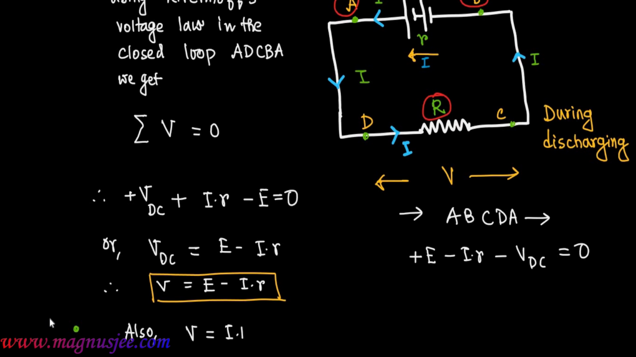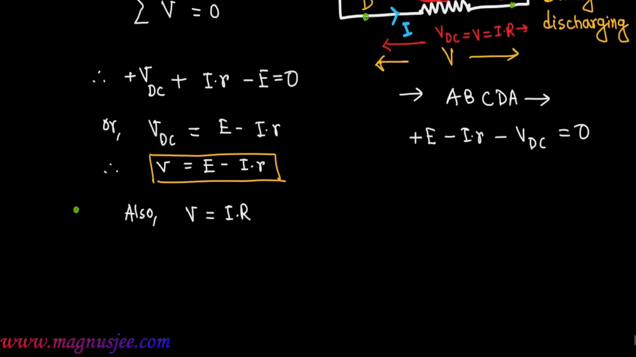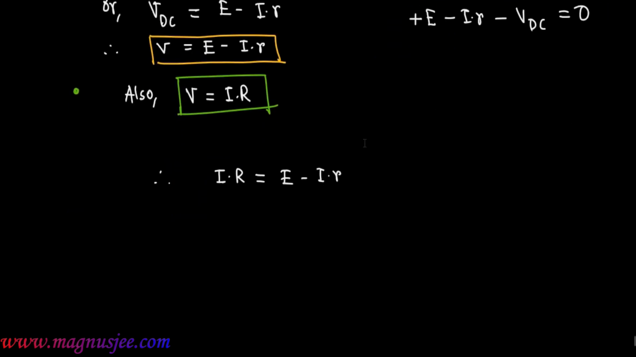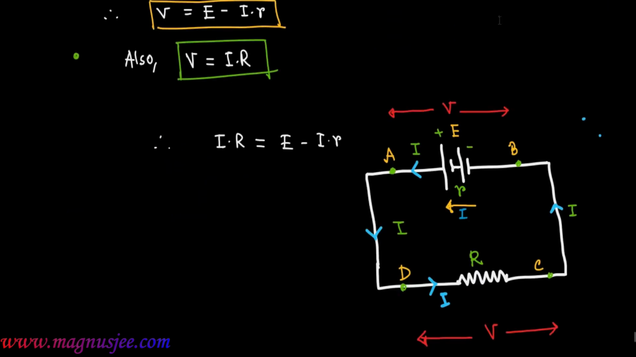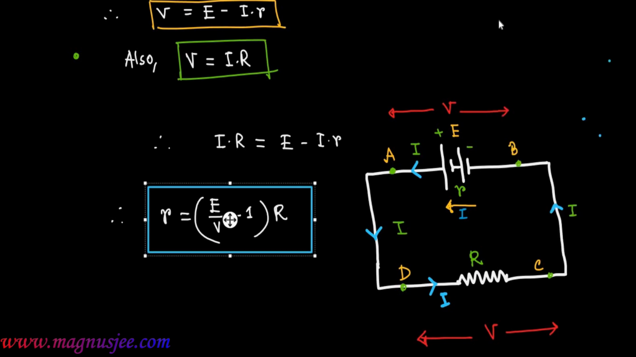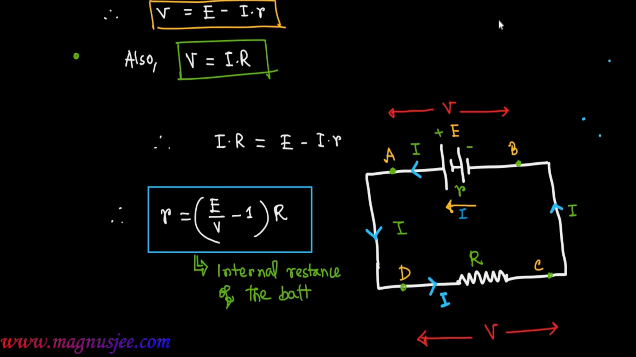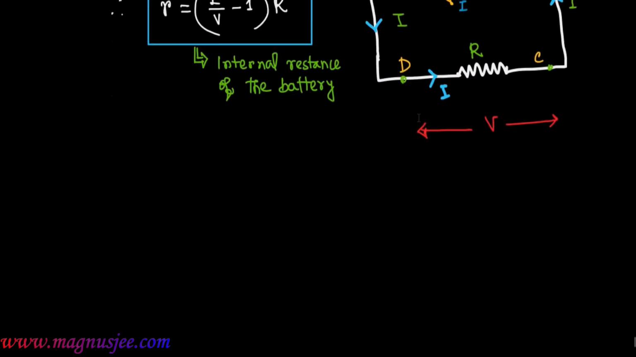Across the external resistance capital R, VDC is equal to V, which is equal to I dot capital R. That is also the potential difference across the external resistance. I dot R will be equal to E minus I dot small r. Finally we get small r equal to (E by V minus 1) into capital R, which is the expression of the internal resistance of the battery in terms of external resistance capital R.